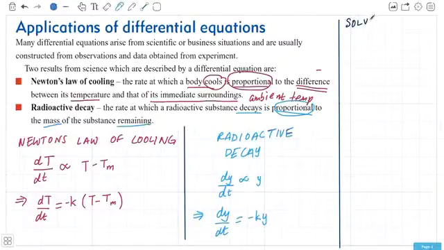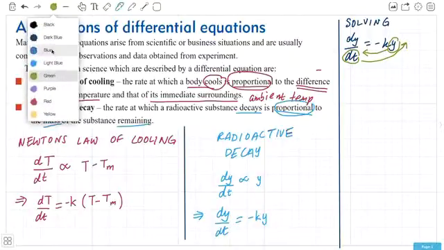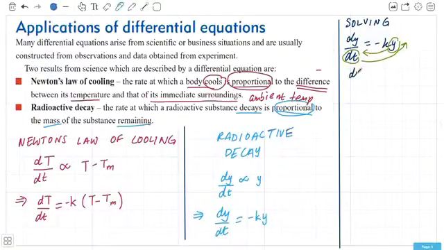So solving dy/dt equals negative ky. What we're going to do here is do a bit of separation. So take the dt from underneath, bring it up, and take the y from this side and bring it underneath. What that does is it means that we're going to have dy over y equals negative k dt. And from this point what we can do is integrate both sides.